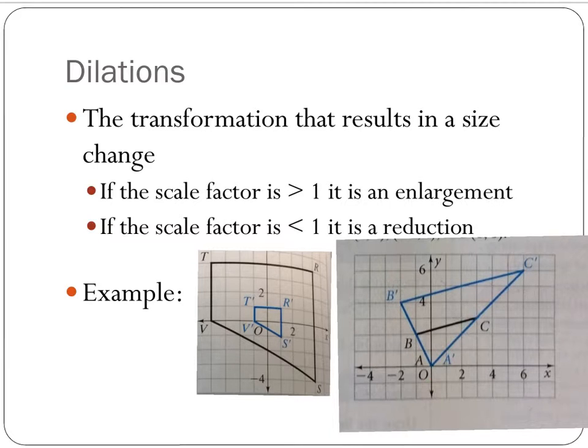So I have the original shape, A, B, C. And then the new shape, A prime, B prime, C prime. And we'll talk again about the scale factor, how much it gets bigger by. It can also get smaller. So here we see T, V, S, R. And then we see T prime, V prime, S prime, R prime. So it's shrunk, and this one shrunk to the origin of the graph. So everything's shrunk down and inward.